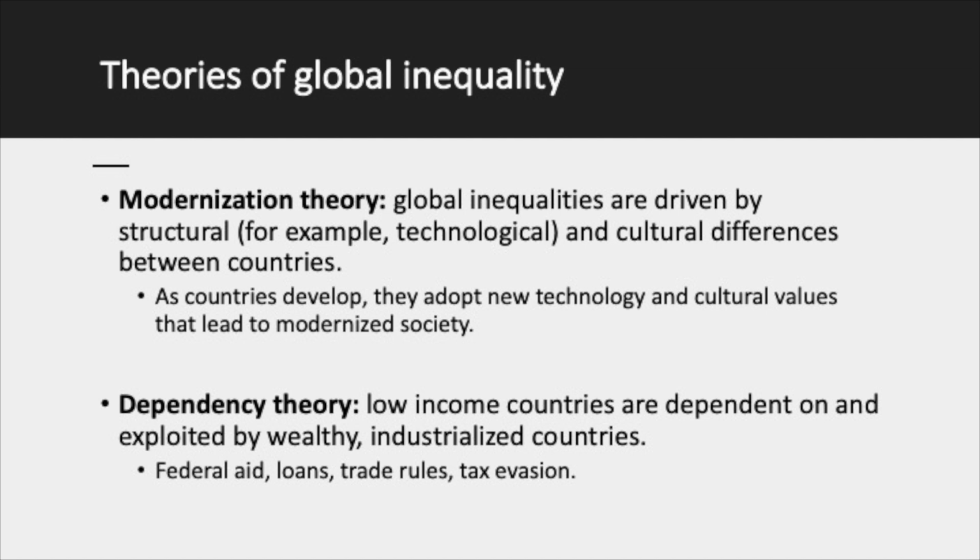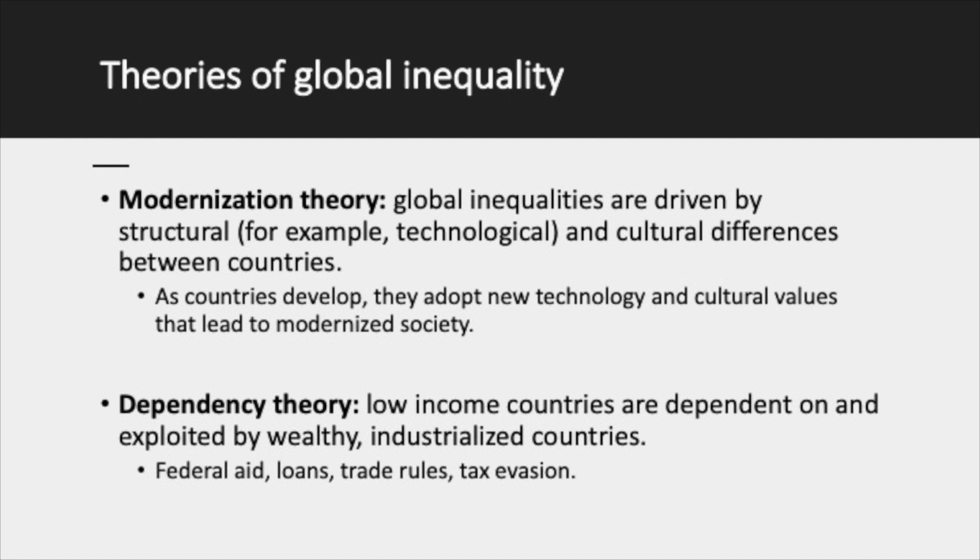That's modernization theory. On the other hand, and this is very much the opposite of modernization theory, we have dependency theory. This theory is more about exploitation. Low-income countries are really forced to be dependent on higher income countries and are exploited by those countries. Another way of saying high-income countries could be wealthy and industrialized countries. We see dependency theory existing in the patterns of federal aid, loans, trade rules, and so on. And we're actually going to see some examples of this week.